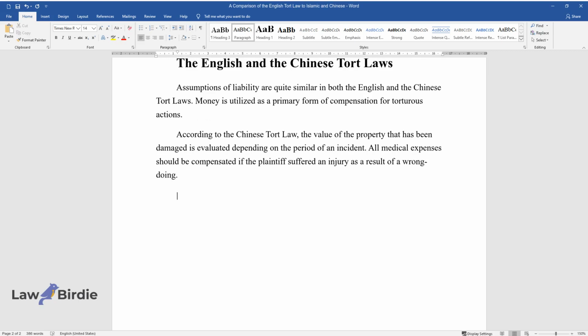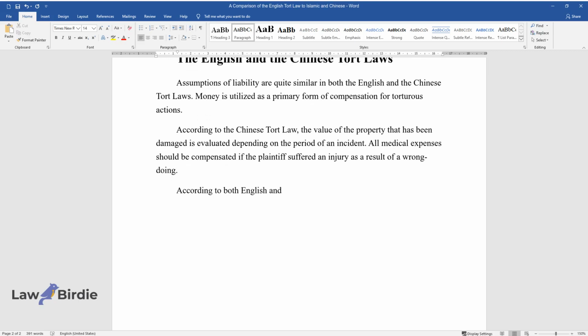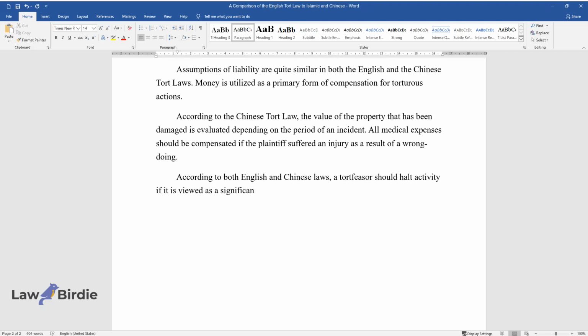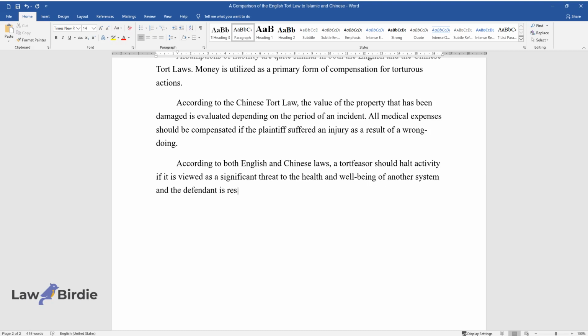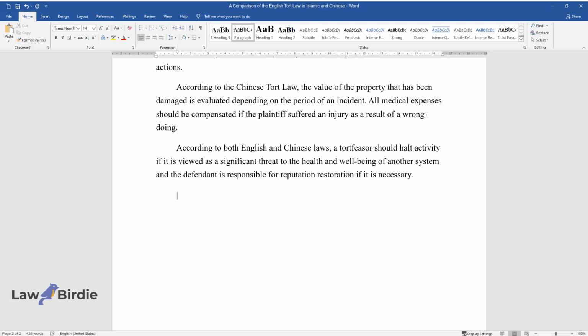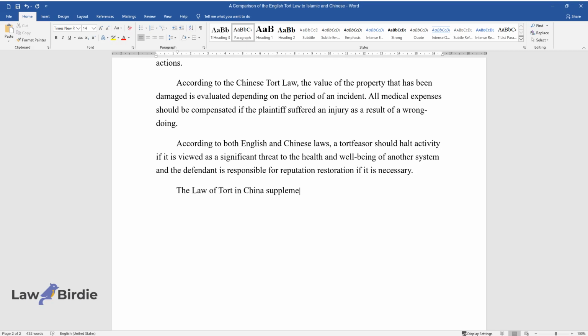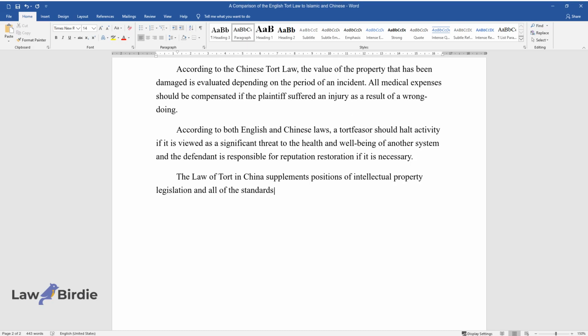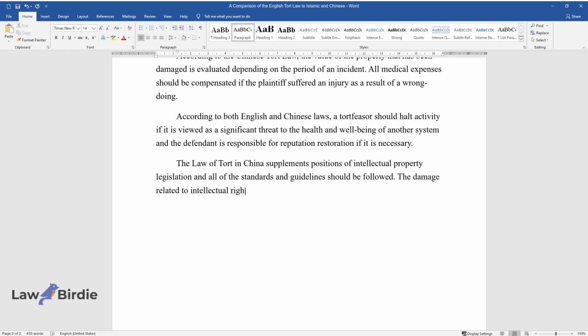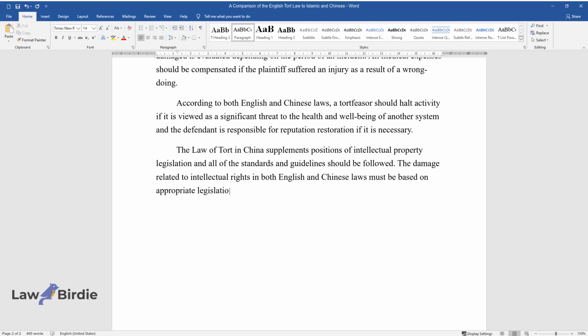According to both English and Chinese laws, a tortfeasor should halt activity if it is viewed as a significant threat to the health and well-being of another system, and the defendant is responsible for reputation restoration if it is necessary. The law of tort in China supplements positions of intellectual property legislation, and all of the standards and guidelines should be followed. The damage related to intellectual rights in both English and Chinese laws must be based on appropriate legislation for an individual to be liable.